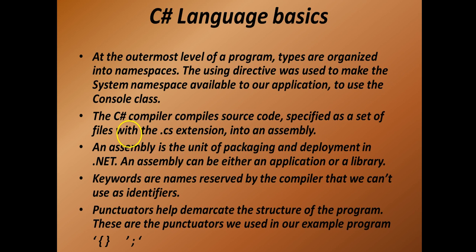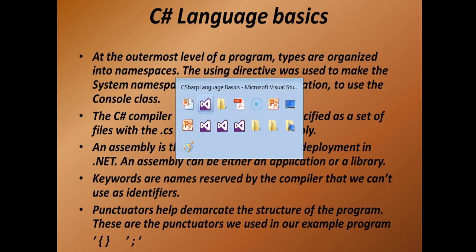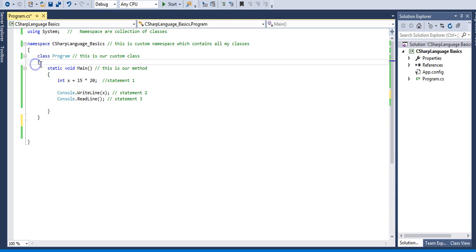So let's go back. Now punctuators help demonstrate the structure of the program. These are the punctuators we used in our example program. This curly brace and this semicolon are punctuators, as I have told you earlier. The curly braces mark the start and end of your region, and the semicolon terminates the statement.